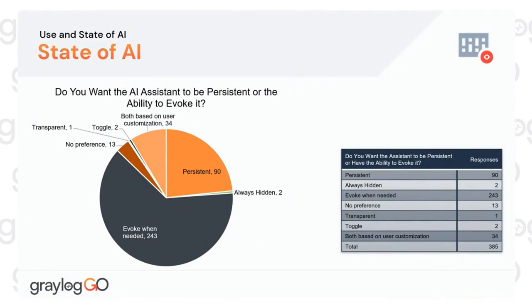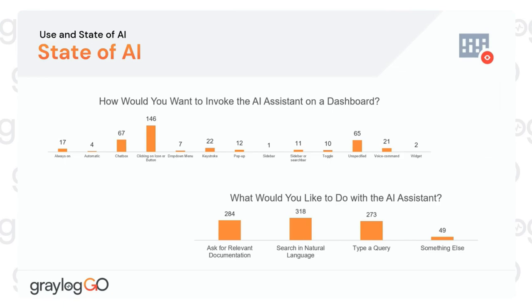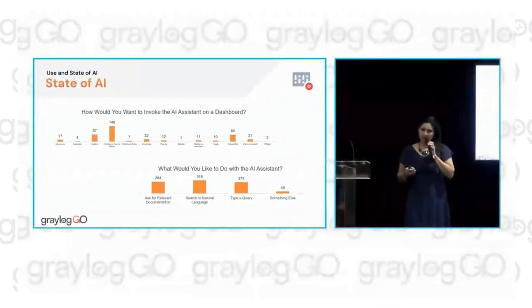What they indicated was they have a normal way of consuming dashboards. They don't want that interfered with. They just want to evoke it. They don't want to start with talking to AI. They want to start with the visual. They want to start with evoking the AI assistant, and then ask questions off the particular data that's displayed to them as well.